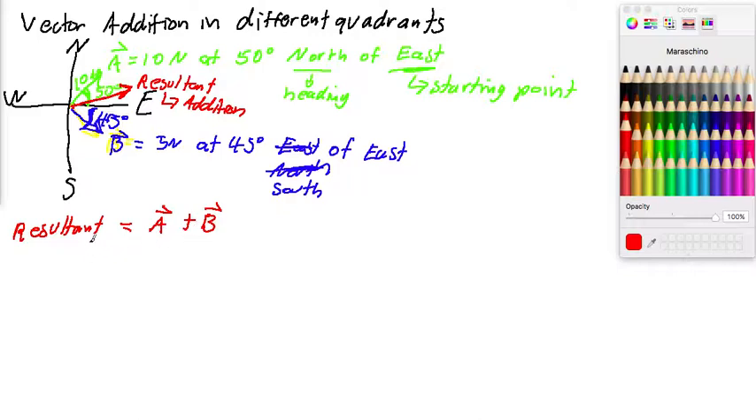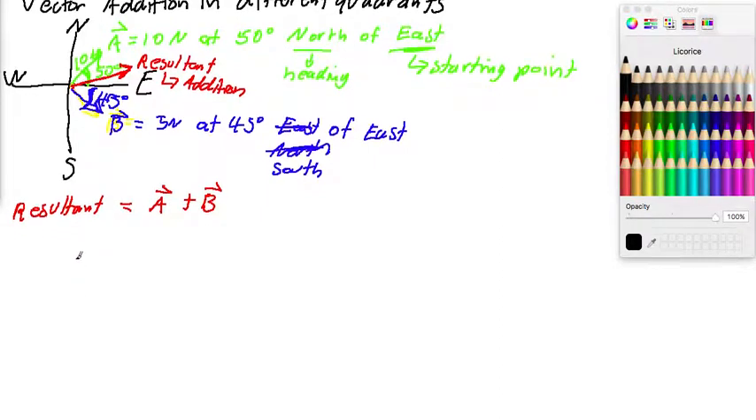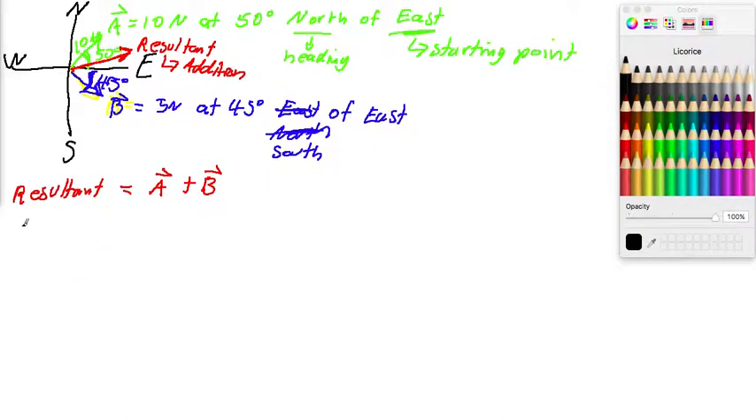Now, how do we find our resultant if we are given A and B? Well, we're going to have to break it down like we have done before. So now, let me switch back to black. Now let's go ahead and do that right here. So let's break it down into components x, y, vector A, B, and the resultant A plus B.